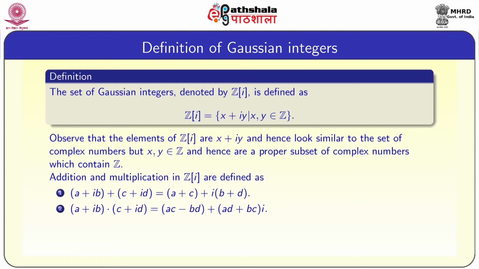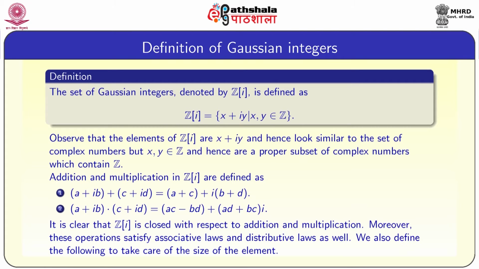This multiplication is the same as in complex numbers. It is because we already noticed that Z[i] is a proper subset of the complex numbers. It is clear that Z[i] is closed with respect to addition and multiplication. Moreover, these operations satisfy associative laws, distributive laws and so on. It is because they are already true in complex numbers, so they will be true in Z[i] as well.